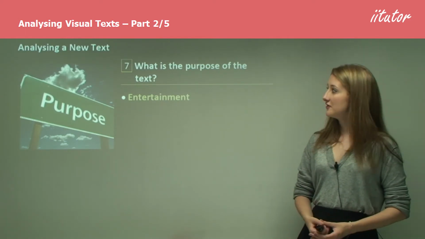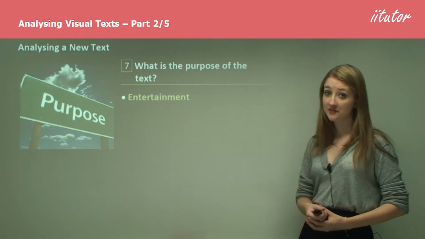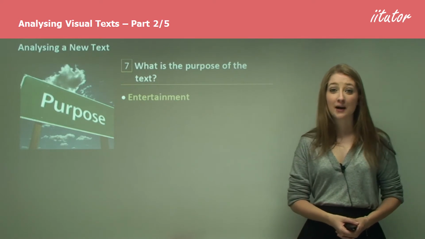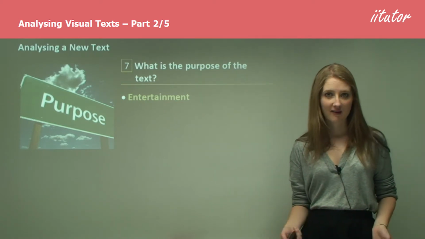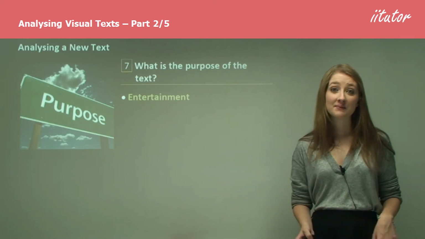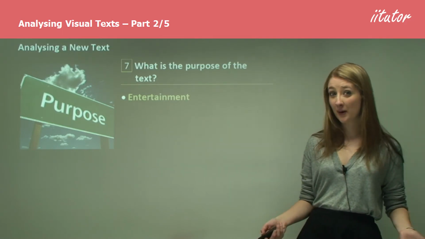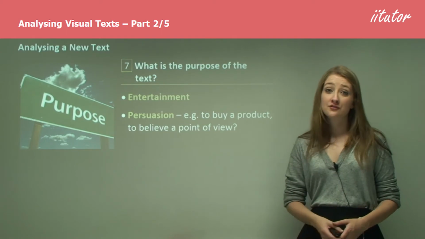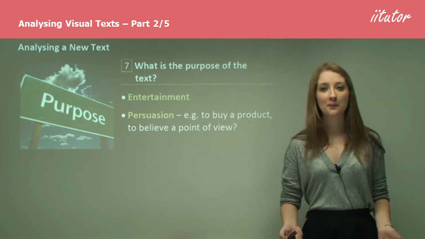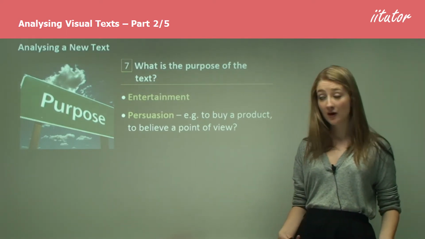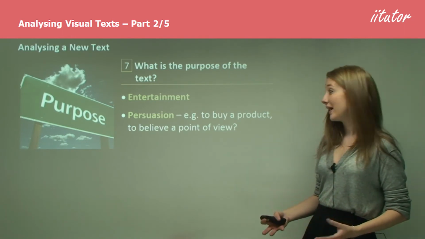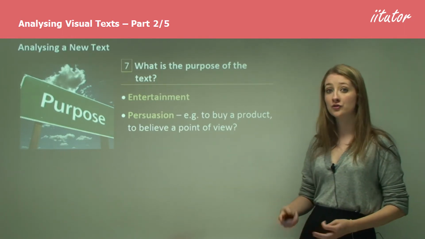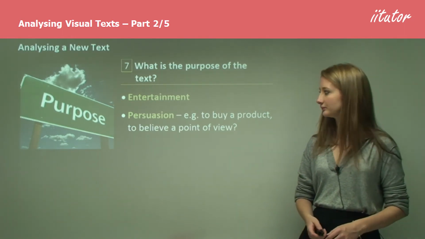Seventh, you must consider what is the purpose of the text. So, for example, the purpose could be to entertain. A movie could just be really funny and make you laugh, and that's its sole purpose. It could be to persuade. So in visual text, this idea is particularly important. The advertisement persuades you perhaps to buy a certain product or to believe a certain point of view.